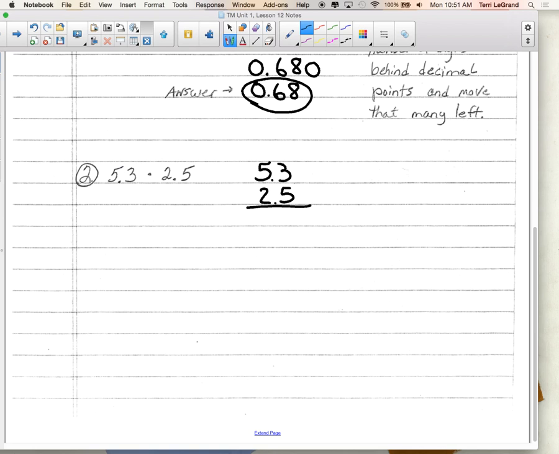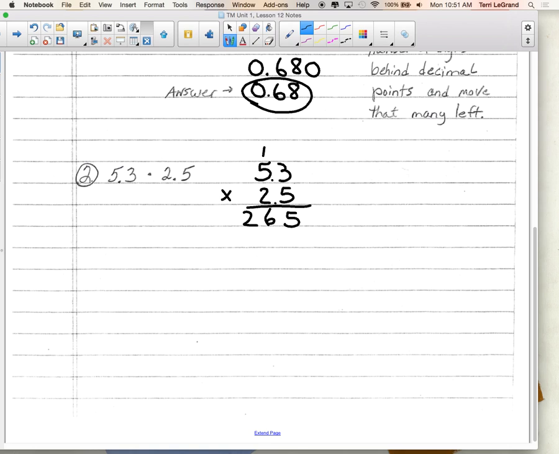Again, what we're doing is we're lining them up as if the decimal points weren't there. And now we're going to do a multiplication problem. So we start by taking the 5 times the digits in the upper row. 5 times 3 is 15. Carry our 1. 5 times 5 is 25 plus 1 is 26. Be neat when you're multiplying decimals. If you're not neat when you're multiplying decimals, it's not going to go very well.